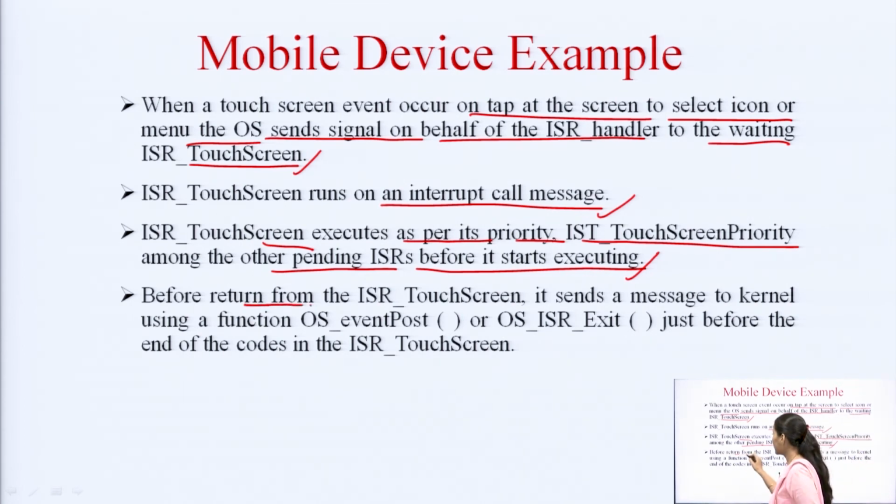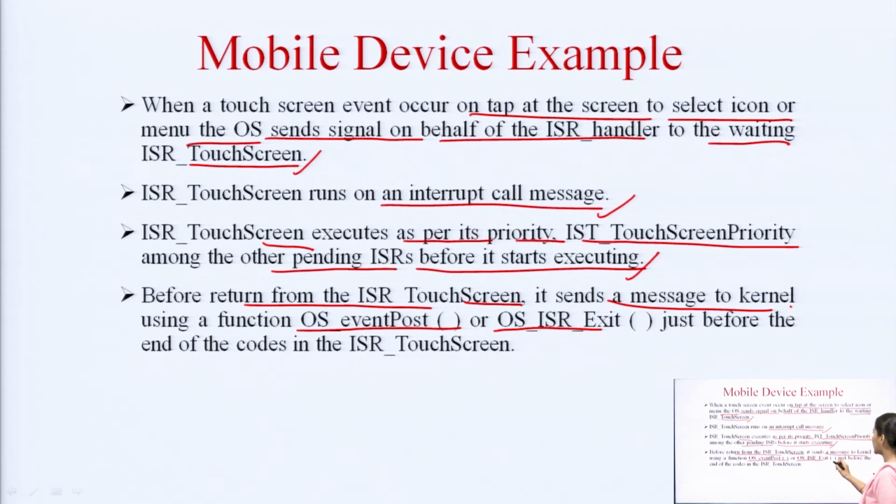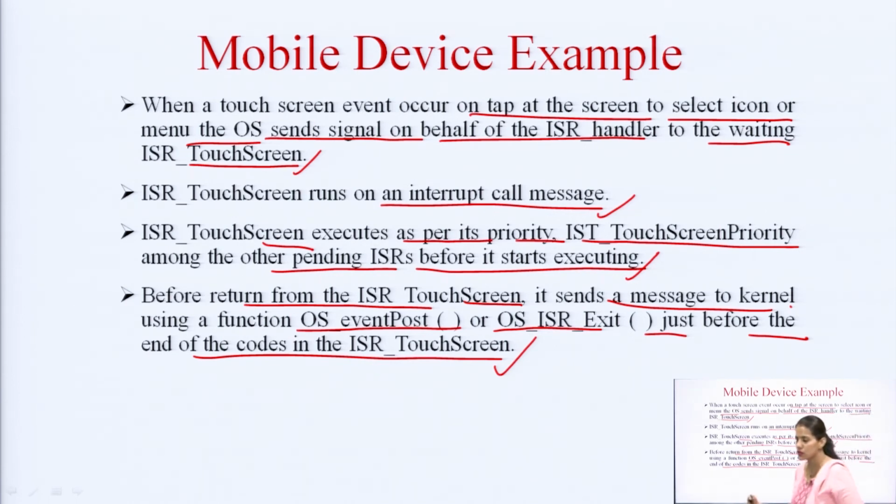Now, before return from the ISR touch screen, it sends a message to the kernel using a function OS event post or OS ISR exit, just before the end of the code in the ISR touch screen. In this way all the events are related to each other, and the event messages are sent to the operating system to let it control all the operations of the ISRs.